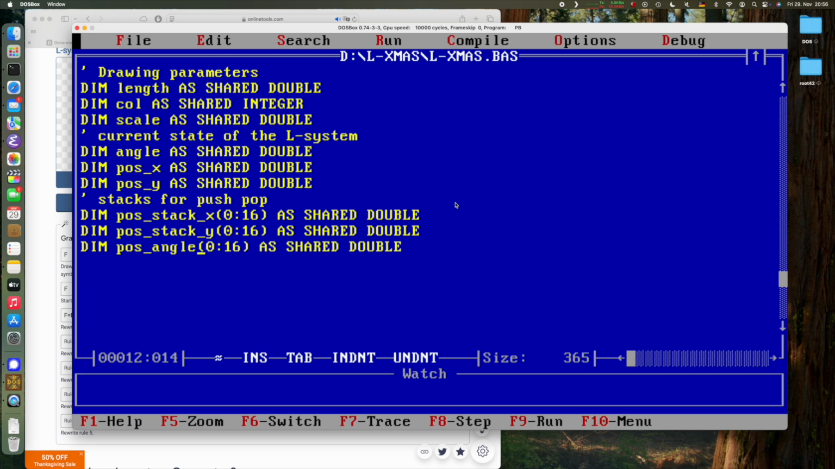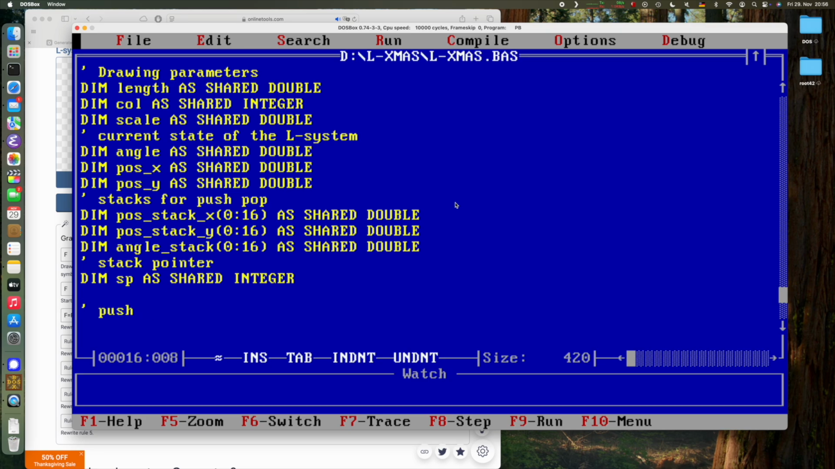And we need a stack for the angle, actually, which we'll call the angle stack. So that's that. Those are all our variables except for the stack pointer, because we need to have a stack pointer, which we call SP, just like the stack pointer on the 8086 CPU, and that's just a simple integer.